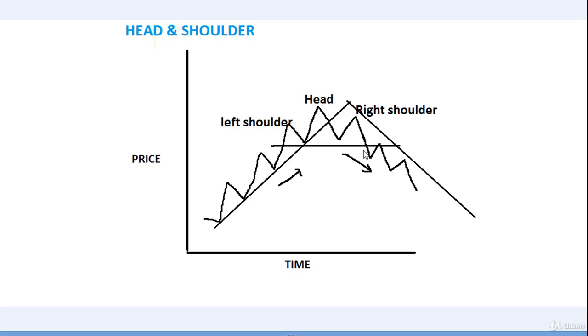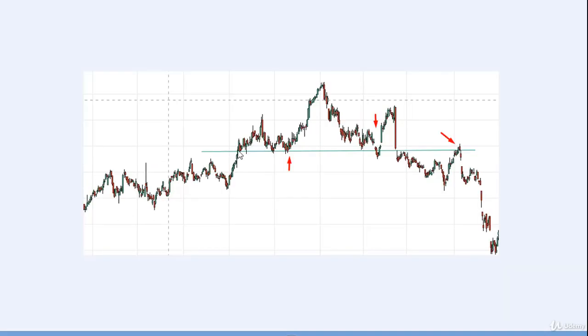When prices cross this neckline in a downward direction, we can make our short sell position and we can employ a stop loss at the peak of this right shoulder. If we get high volume on this breakout, then the pattern is confirmed and we can surely make our short sell position here. In this example, prices are in uptrend and this peak is taking support on a line.